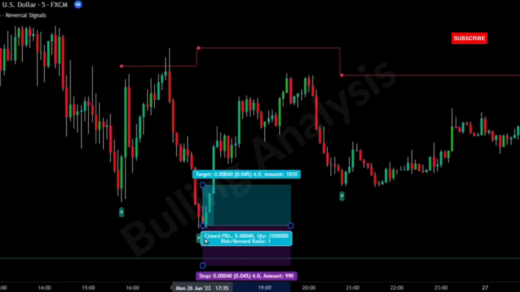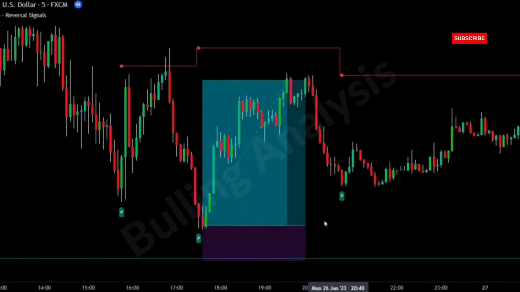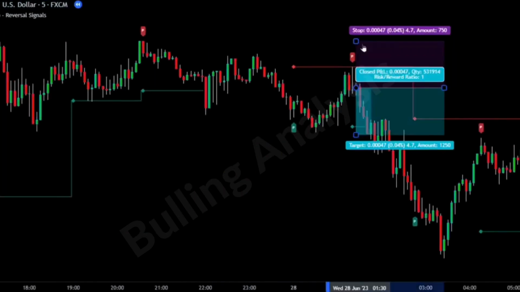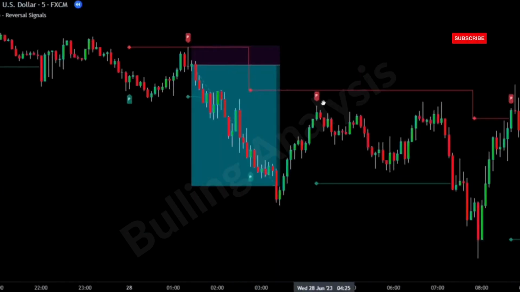Keep in mind that while this indicator can be quite helpful, it might not always yield perfect results. To avoid most false signals, remember to follow the tips I shared earlier.